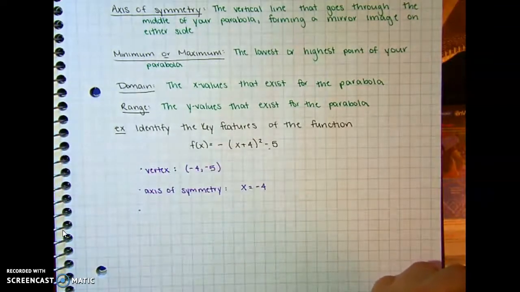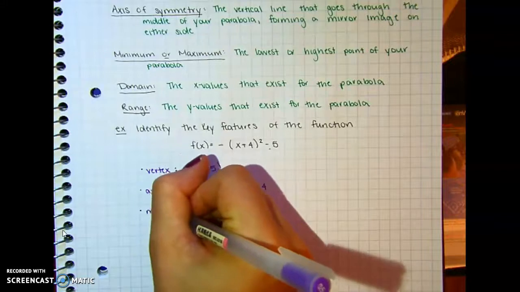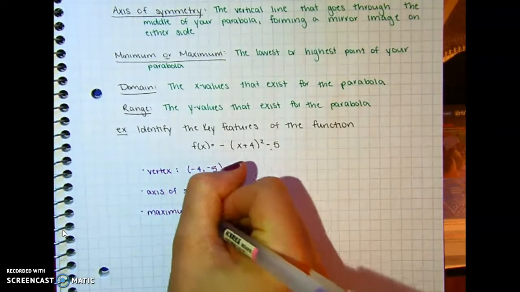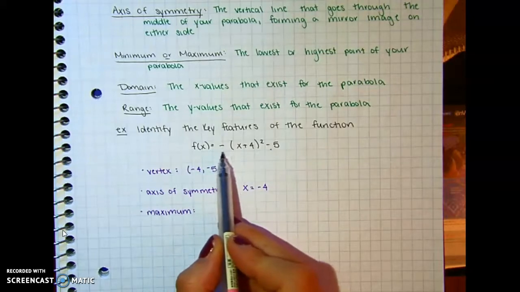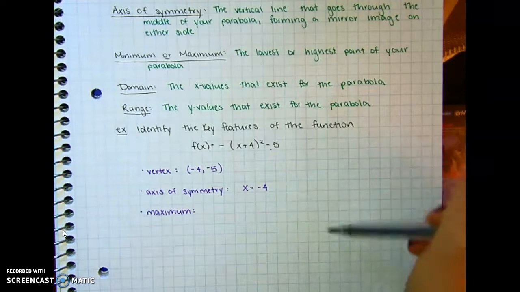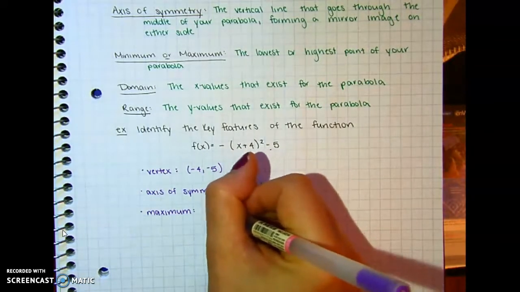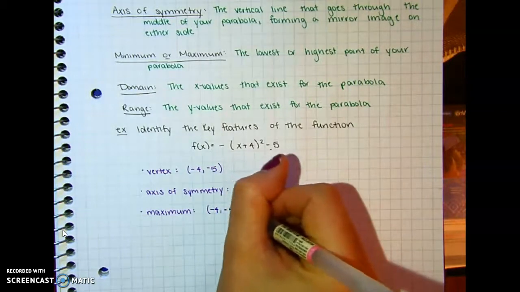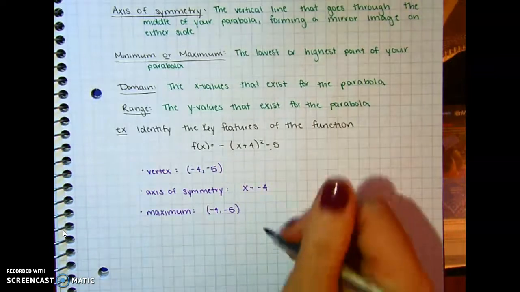Minimum or maximum. So I know that this is going to have a maximum because it's reflected, right? So because there's a negative, that means it's going to be facing upside down. Because it's reflected, it's going to have a maximum, so there's no minimum.